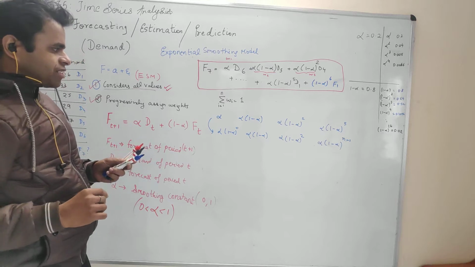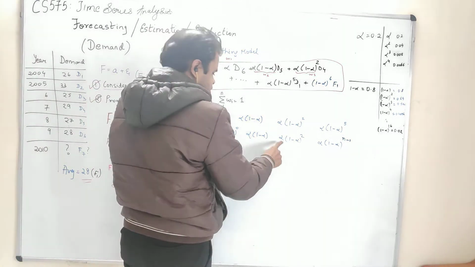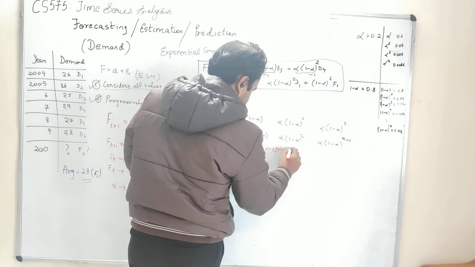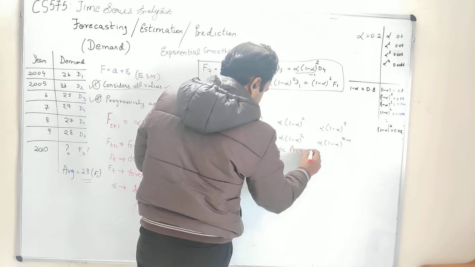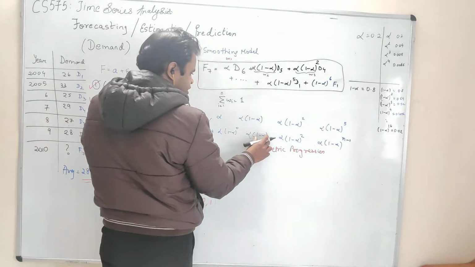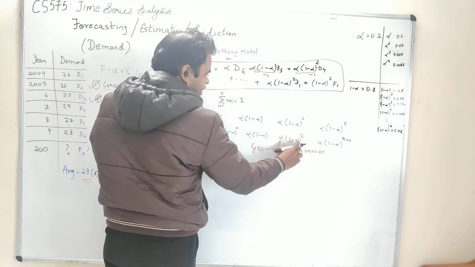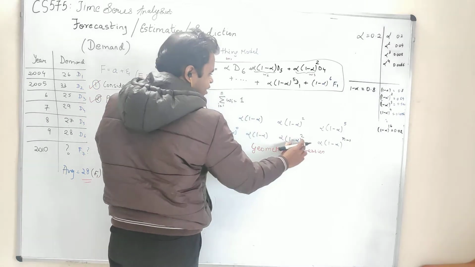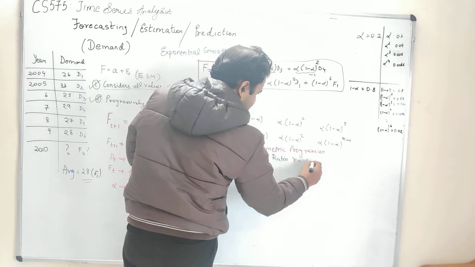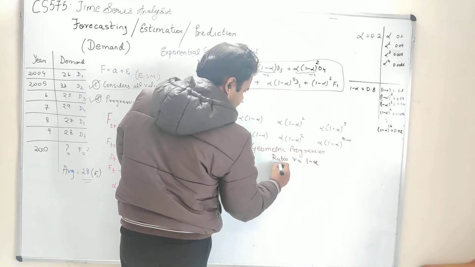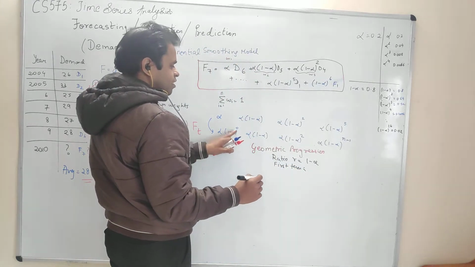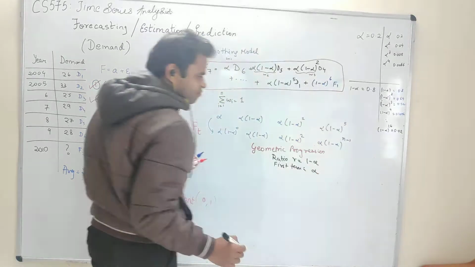So after this, what happens if you make an observation here? This is a geometric progression with a common ratio of 1 minus alpha. You can divide the next term by the current term, so alpha gets cancelled and one power reduces. So the ratio R is equal to 1 minus alpha, and the first term is alpha, since (1 minus alpha) raised to 0 is 1. So the first term remains as alpha.